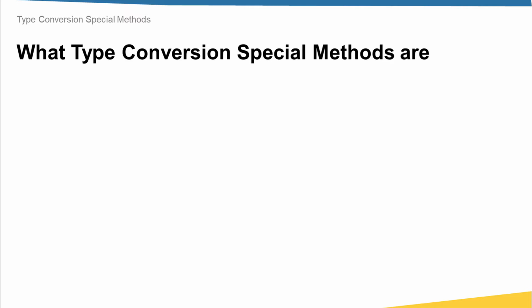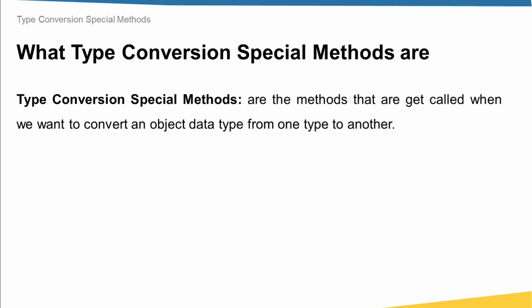So, what are type conversion special methods? Simply, these methods are the methods that get called when we want to convert our object type from one type into another. Examples of these methods are __int__, __float__, etc. And if I want to reformulate this definition, I can say simply these methods define how your object is going to be converted into the required data type.